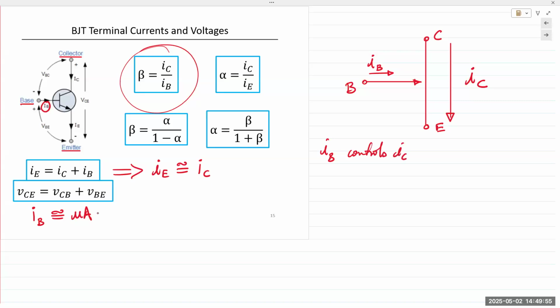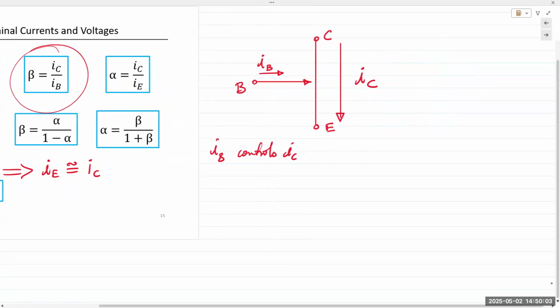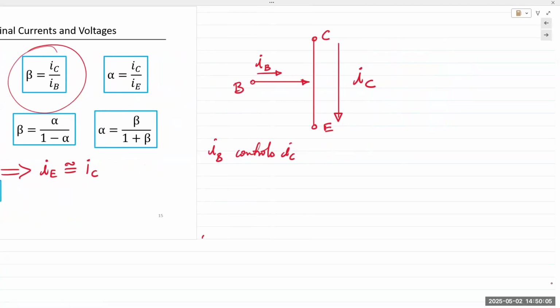And I believe we spoke about this also early on in this chapter. IB controls IC, right? Amplification occurs. I believe I may have shown this example also. You have a small input signal that's coming from the base, and you have this large DC voltage applied at the output.